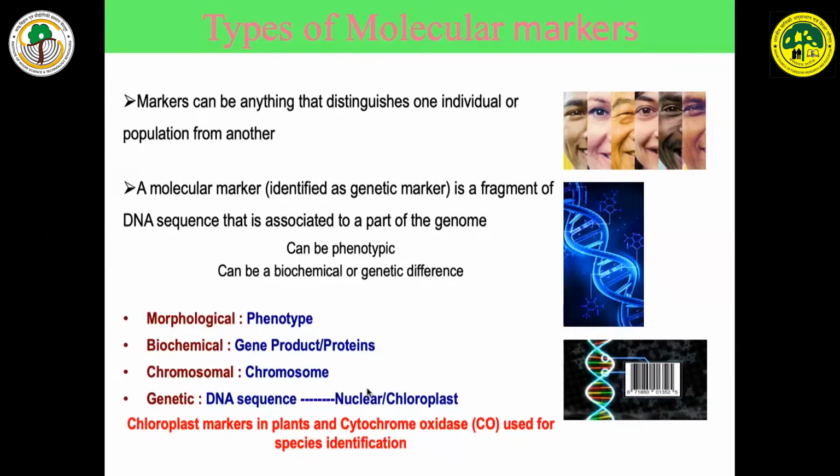Then they started biochemical markers, gene products like isozymes, but again there are drawbacks. With chromosomal markers, there is also a certain level of inheritance that is not there, and there is no separation of some of these species, nor analysis of the differences among individuals in a population. So now more often used are genetic DNA sequences or DNA fragments, from both nuclear and chloroplast genomes, which can be used for species-level identification as well as understanding genetic diversity within and among populations of these highly threatened species. Most often, chloroplast markers in plants and cytochrome oxidase in animals are used to barcode species, which is currently highly used in forensic identification.